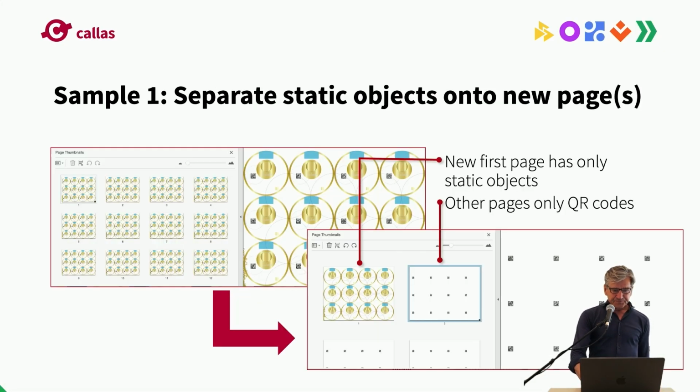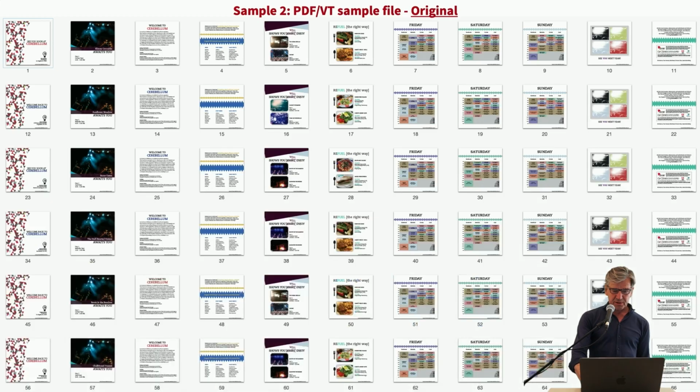Moving on, that is just a summary of what we've just seen. We have our original pages here looking pretty much the same with just different QR codes. And in the result, I have just the static parts on the first page, and on the other pages, only the dynamic parts. And that is the other file.